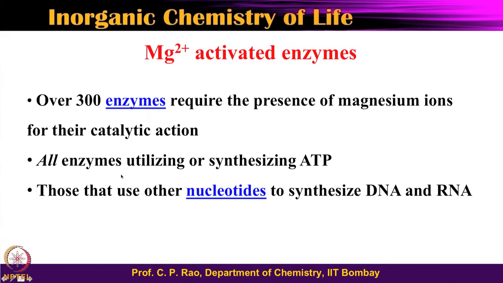There are enzymes that may utilize the ATP, enzymes that may synthesize the ATP. In both of these cases, the magnesium 2 plus is a must. Without the magnesium 2 plus, ATP synthesis and ATP hydrolysis do not take place. That you have to keep in mind throughout the course. So, there are a lot of enzymes which require the magnesium 2 plus ion, which is also involved with other nucleotides to synthesize DNA, RNA, at the level of the enzyme. So, there are a large number of enzymes which are activated by magnesium 2 plus, and the magnesium 2 plus is involved in doing that function.